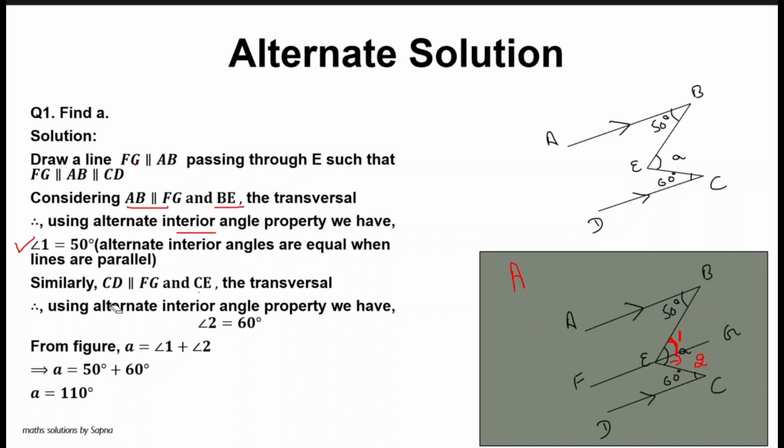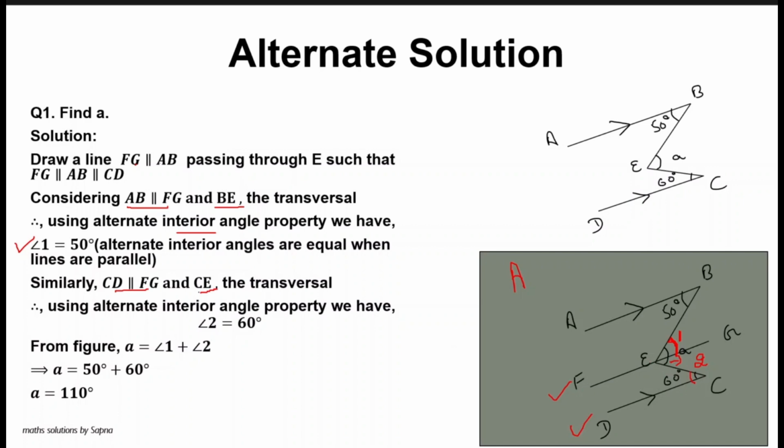So how to figure that out? We'll be using a similar way, but on the other two parallel lines. Now considering CD parallel to FG. So I'm just considering these two lines now, CD parallel to FG. Now your CE is the transversal, right? So if that is the case, now the 60 degrees and angle 2, this angle over here, angle 2.